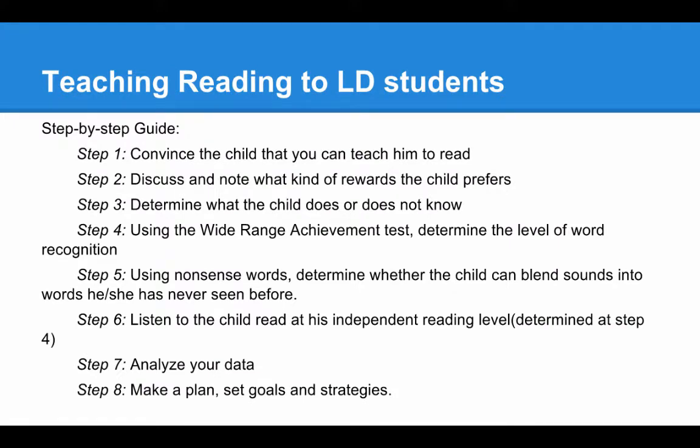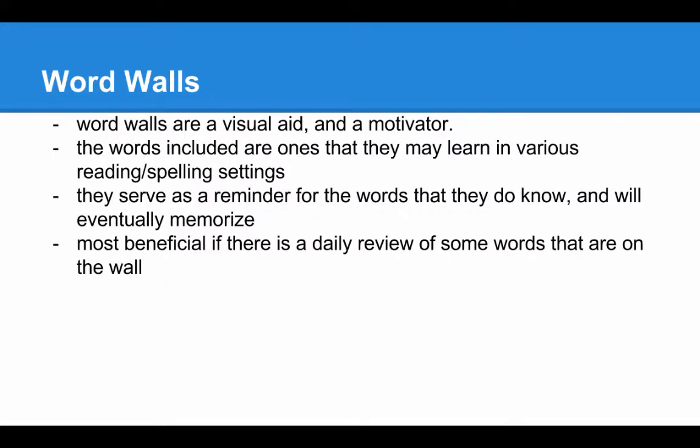Teaching reading to LD students. There are 8 steps that were given in the book. You want to convince the child that you can teach them to read. That is the most important. It goes on to say you want to determine what the child doesn't know, give them a test, determine whether they can blend sounds, listen to the child, and then analyze your data and make a plan to set some goals.